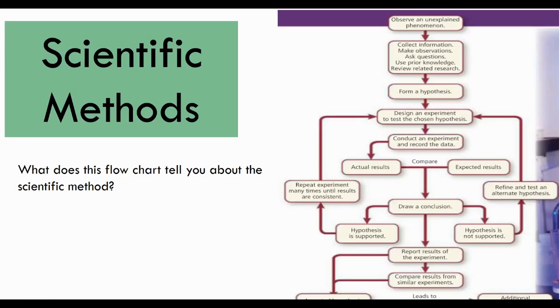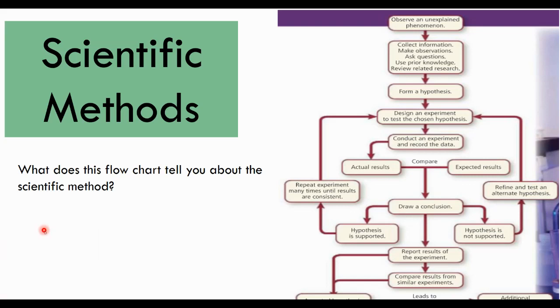In your book, you see this chart of the scientific methods. What I want you to think about is, what does this flow chart tell you about the scientific method? What you can see from this flow chart is that the scientific method is not set in stone. There isn't a set method which every scientist follows. And you can also tell that we can return to a previous step in the method.